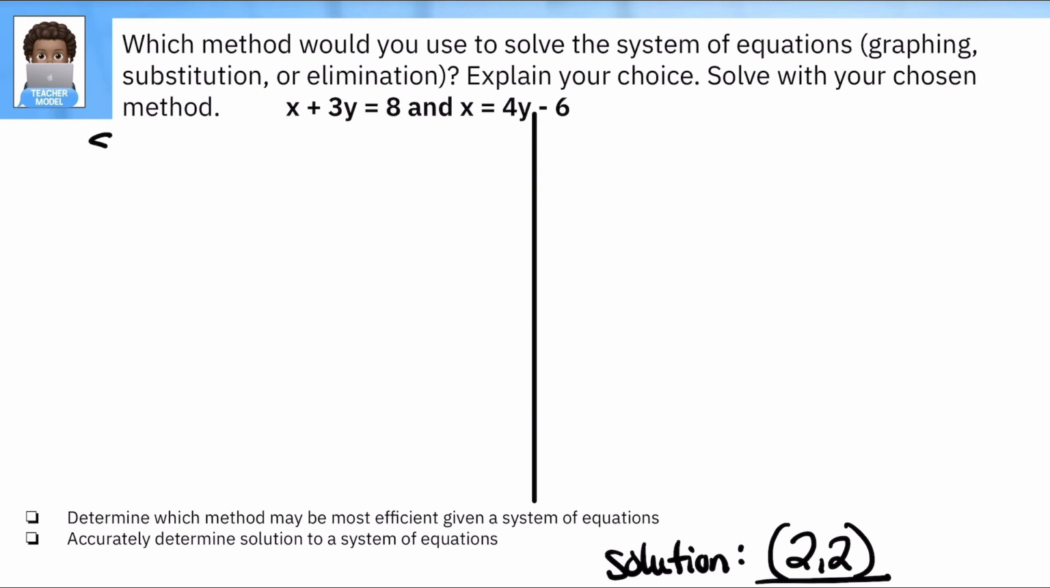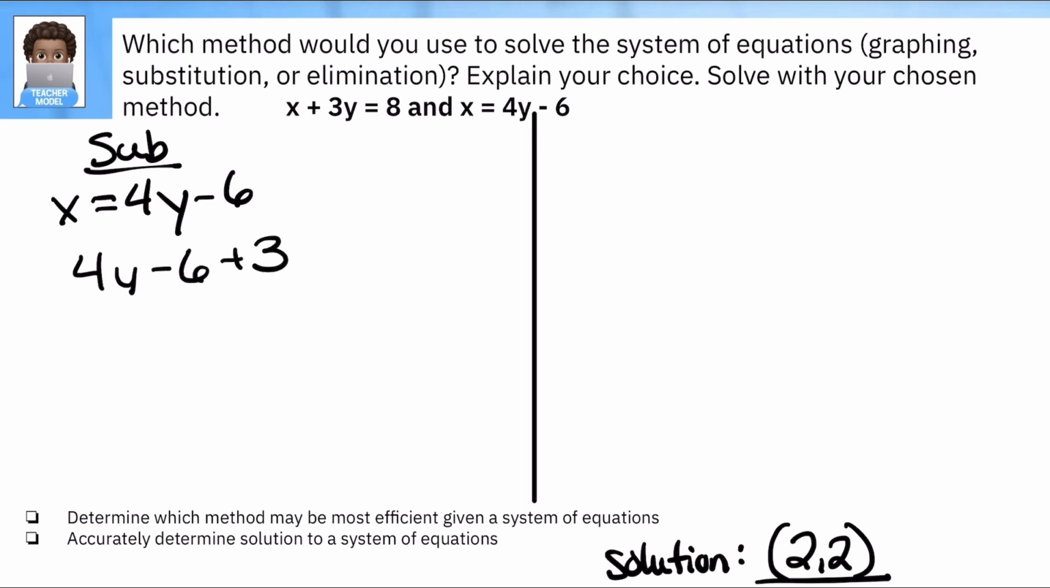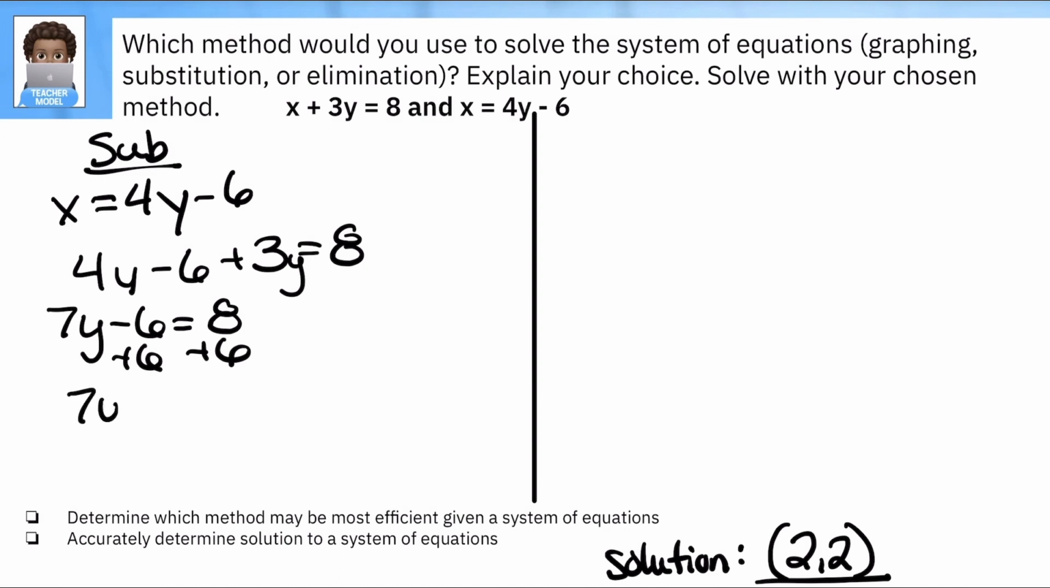Now my first thought was the easiest method this was most set up for was substitution, because we have x is equal to 4y minus 6. So I can easily just sub that in for x in this first equation. And when I combine my like terms, sorry, there should be a y here, 3y, I get 7y minus 6 equals 8. 7y is equal to 14. And y is equal to 2. I'm trying to save some space. Okay, and that was the same point. I had 2, 2.